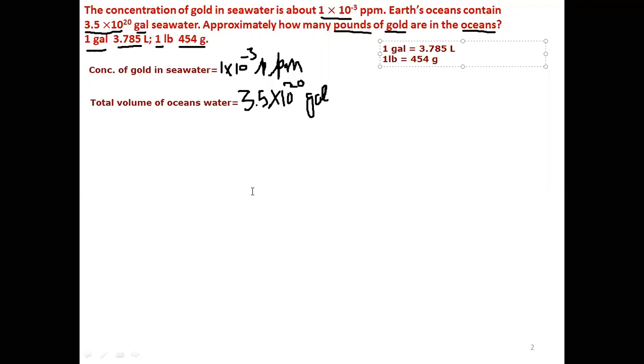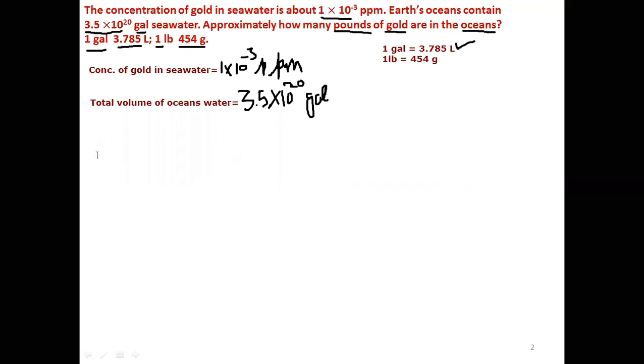Now let us try to calculate. As the concentration is given in ppm and the volume of the water is in gallons, we have to convert these gallons to mls. That we can easily do with this conversion. First we will see the meaning of this ppm. Ppm, what does this mean?